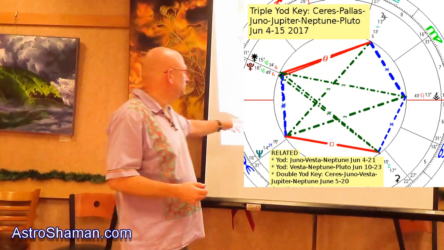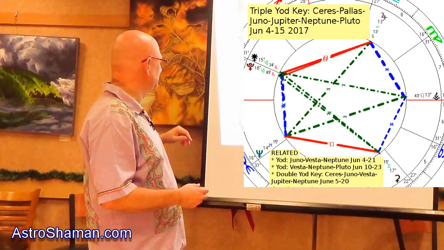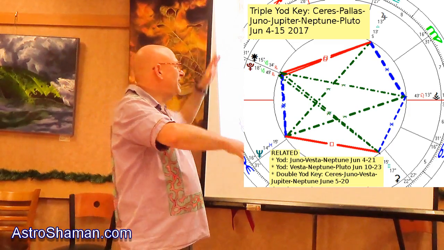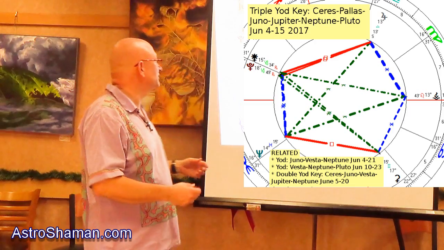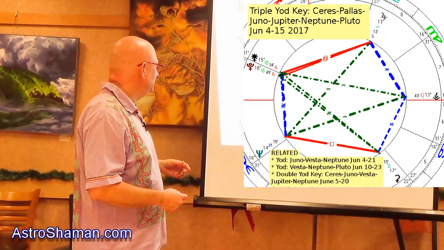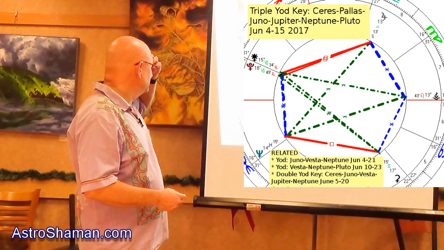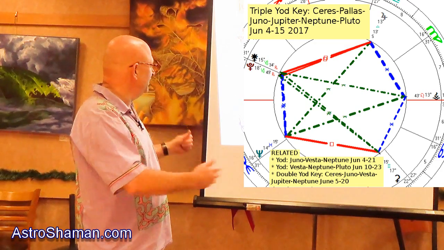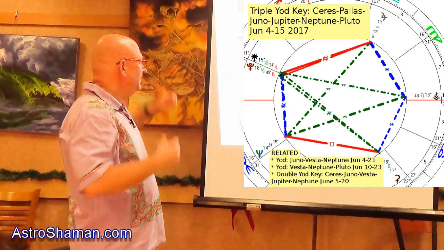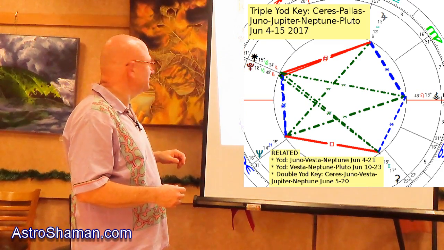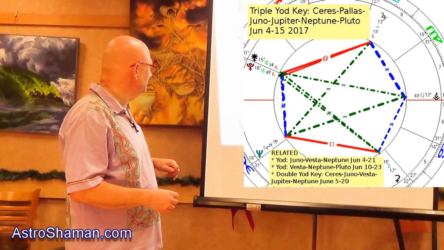Okay? So basically, this period from June 4th to 15th with the triple yod key is saying there may need to be some adjustment here. Things may feel like they're disconnecting and not connecting as smoothly as they might. The stage setters here are Pluto, Neptune, and Jupiter. So we've got transformation, we have spirit flow guiding, we have Jupiter expanding the whole energy, and we have 3 asteroid goddesses, Juno, Vesta, and Ceres.